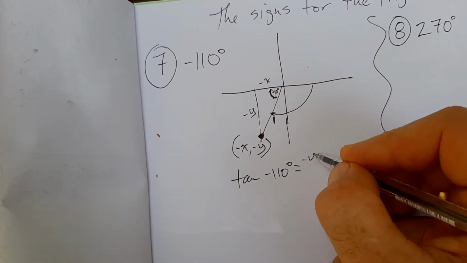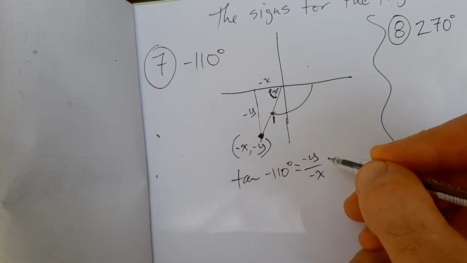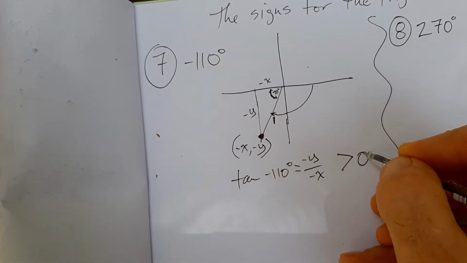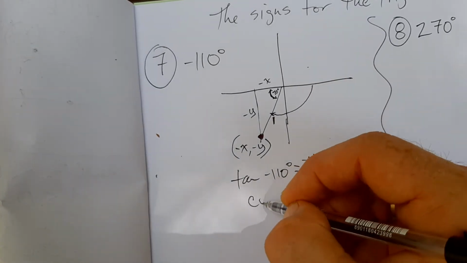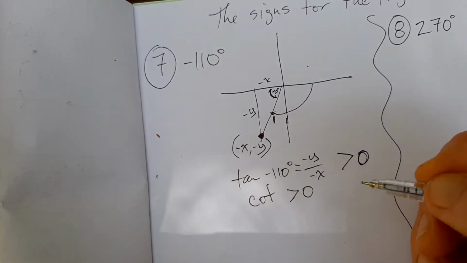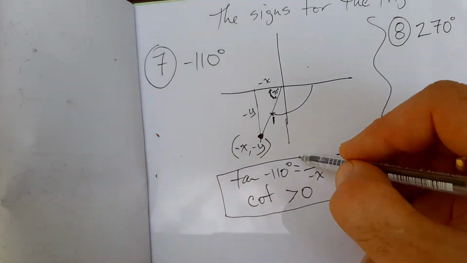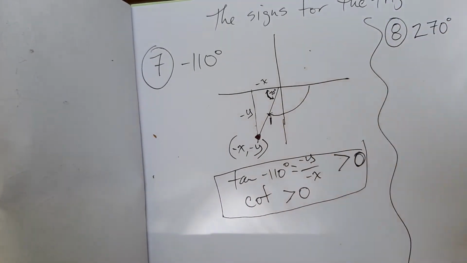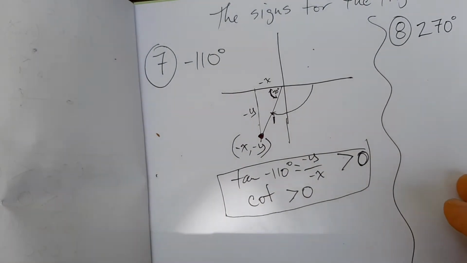It's going to be negative y over negative x. Negative divided by negative is positive. It's going to be greater than 0, right? And cotangent, same thing. Cotangent greater than 0. So anytime we're in the third quadrant or first quadrant, we have positive tangent and cotangent.